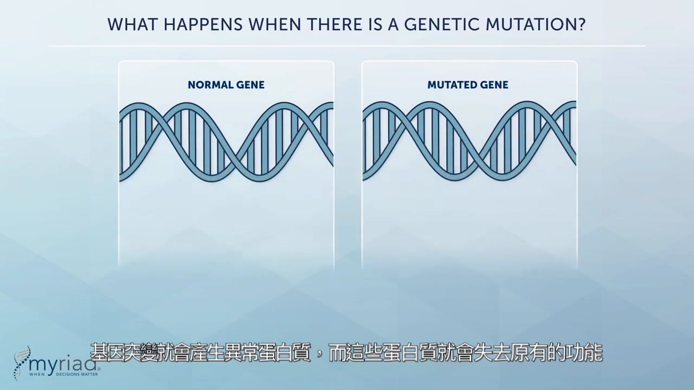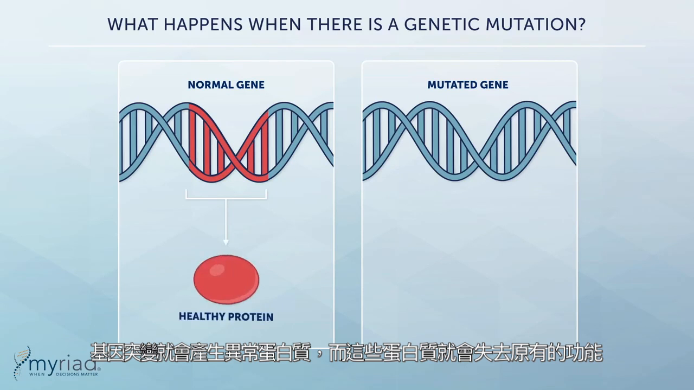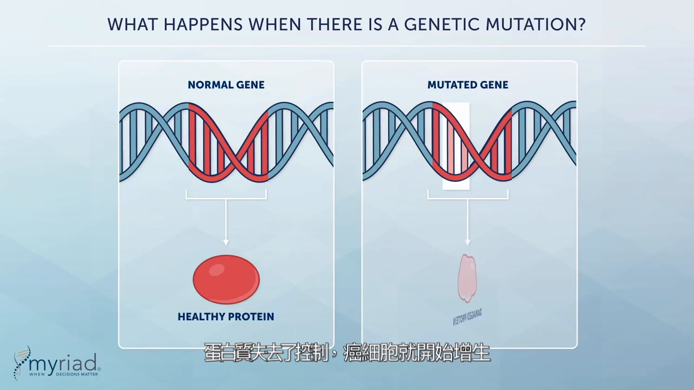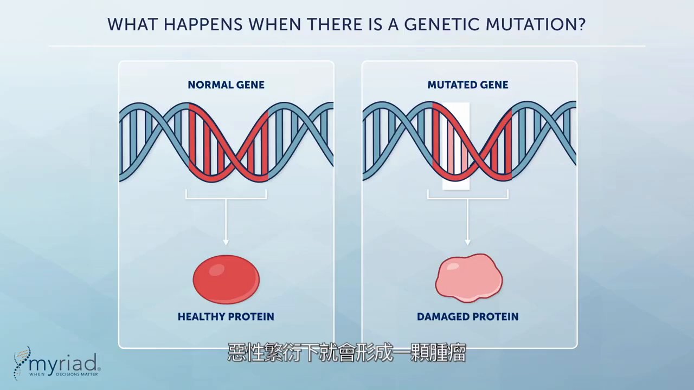A genetic mutation happens when a broken gene creates damaged proteins that cannot do their intended job, like controlling cell growth. Without these controls, unregulated cancer cell growth occurs, which is called malignant growth.